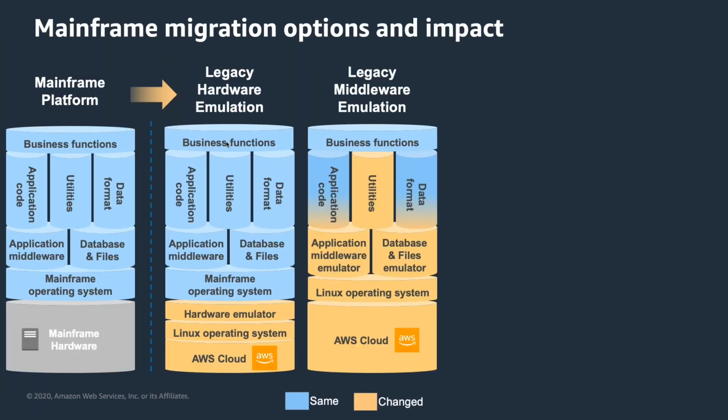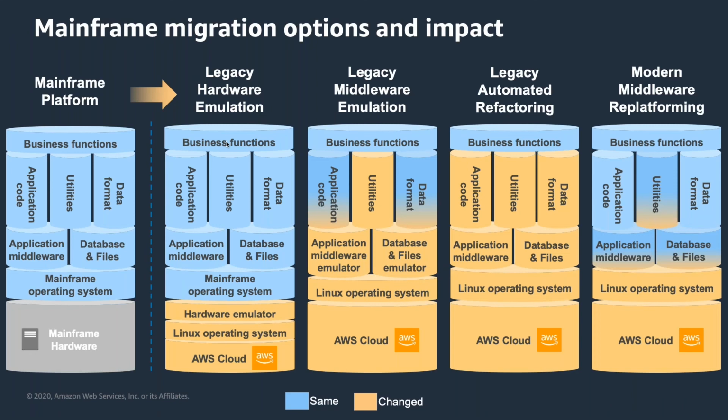So these are the different options we're looking at. This is a high-level diagram of what your mainframe platform is. And when you move that into the different solutions, what are the things that you keep consistent and what are the things that you move? Blue is the one that is going to be the same, and yellow is the one that you're changing in this case. If you're using legacy hardware emulation, you're changing the underlying platform. If you're using legacy middleware emulation, you're using the middleware transformation as well. For automated refactoring, you're changing pretty much everything except your business functions, and for modernization of middleware and replatforming, you're changing the components that are running it. So this is, at a very high level, some of the changes.